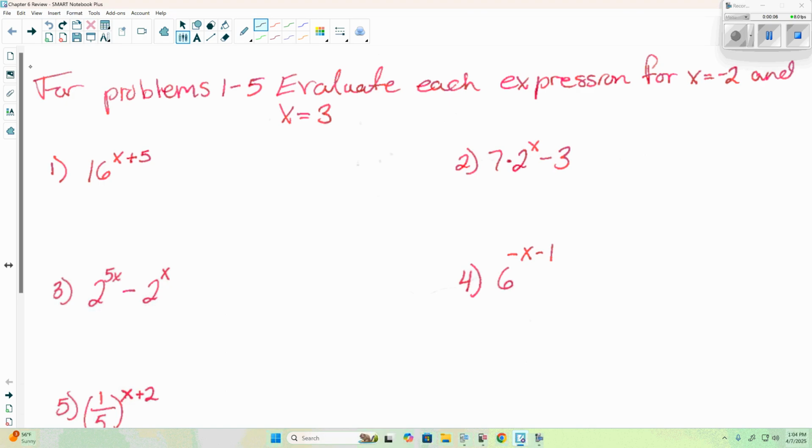All right, guys, we're going over the review sheet today. Going over half of it today, half of it tomorrow. Problems 1 through 5: evaluate each expression for x equals -2 and x equals 3.